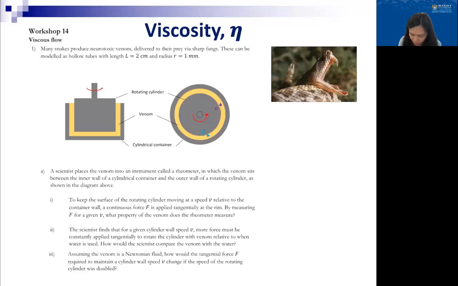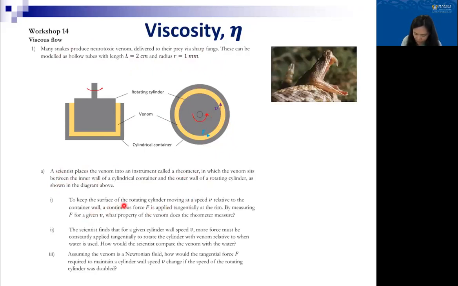So the fangs of a snake can be modeled as hollow tubes with length L equals 2 centimeters and radius of 1 millimeter. And so that's overall information that we can use for all the questions in the worksheet. But specifically for the first question, the venom is placed in a rheometer shown here in this diagram, where the venom sits between the inner walls of the cylinder. So that's the yellow fluid there, is the venom.